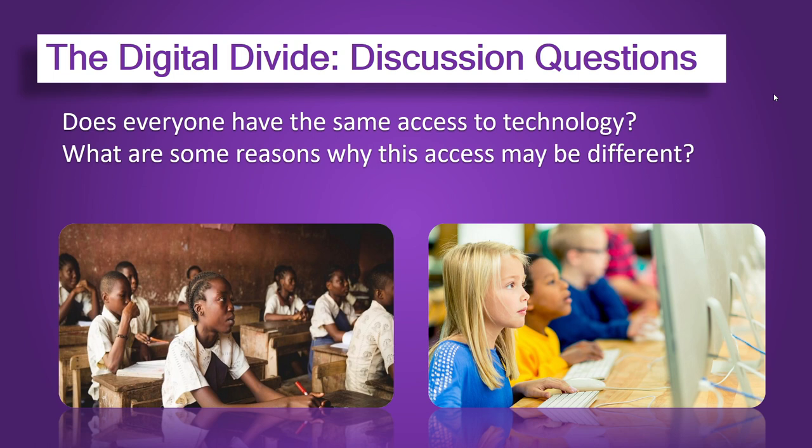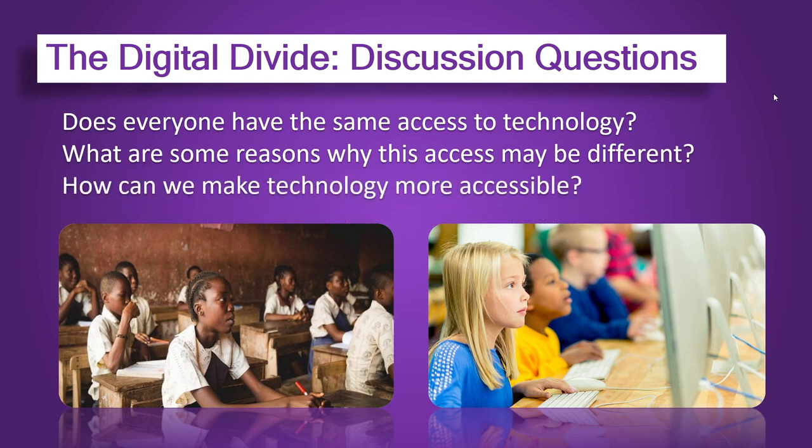Maybe they live in the mountains, they don't get cell service. Maybe there's no Wi-Fi provider in their area. You know, there's a lot of different reasons why people may have limited access. So we're constantly trying to think of ways that we can make our technology more accessible. Now, a lot of the internet is in English. That is an access problem for people who don't speak English.